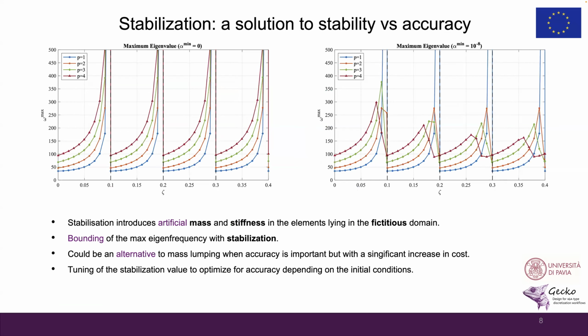One alternative to mass lumping could be stabilization. Artificial mass and stiffness contributions are introduced in the elements lying in the fictitious domain, and this is basically stabilization. This bounds the maximum eigenfrequency and recovers stable time steps. It is important to emphasize that accuracy could be improved, but it also comes at a significantly higher computational cost, and this we have to consider depending on the application.